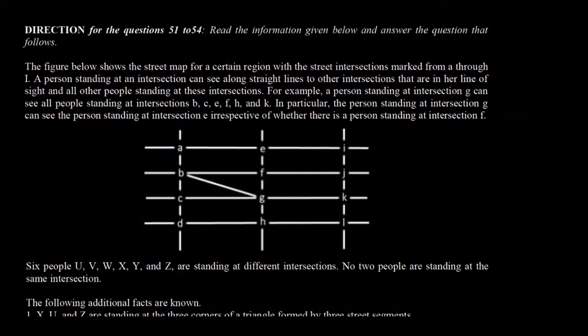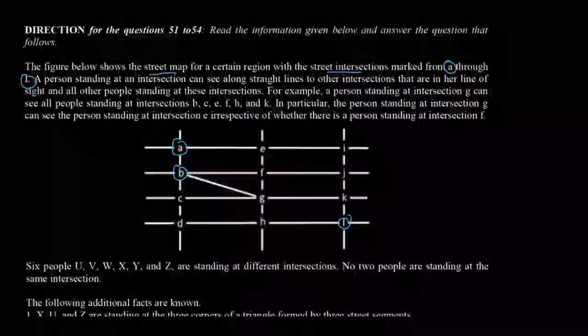We move to the next question in the DILR section. This question talks about a street map which has intersections, and these intersections are marked with alphabets A to L, which we can see here, A, B, C, D, all the way up to L.